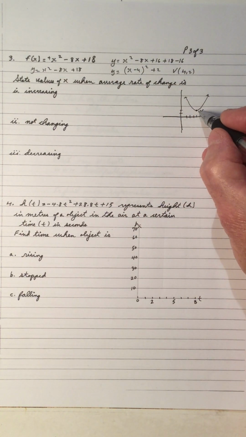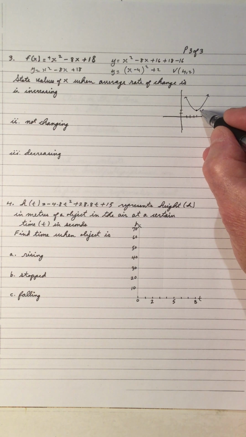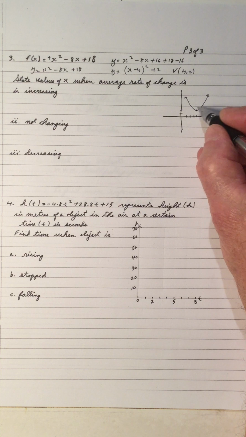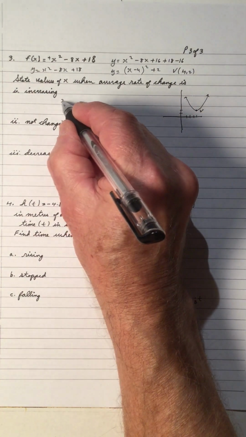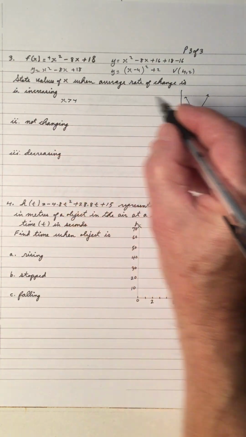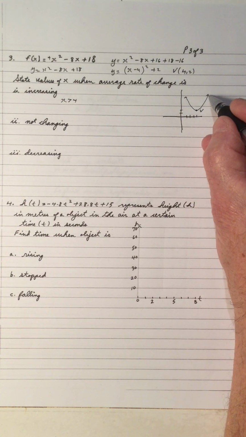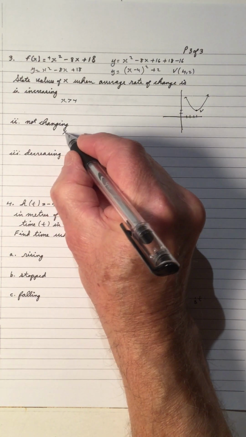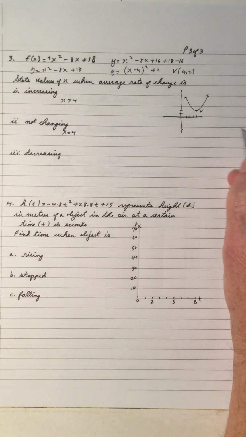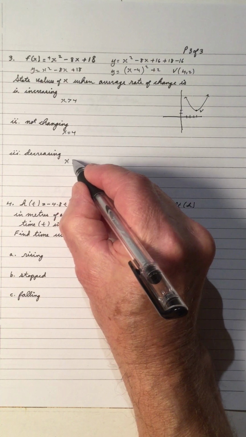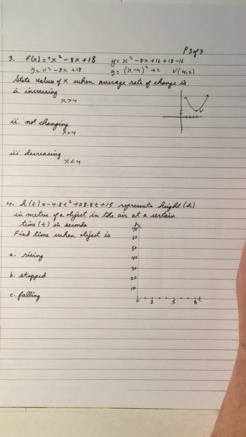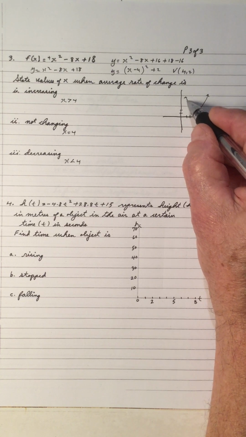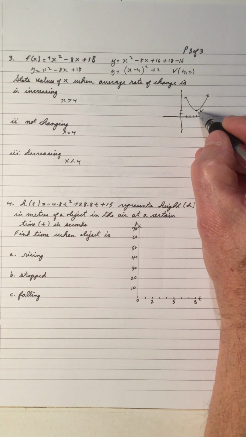So that means it's increasing to the right of the x coordinate. The x coordinate here is 4. So it's increasing when x is greater than 4. When x is greater than 4, the slope of this part of the curve is positive. It's not changing at x equals 4, and is decreasing when x is less than 4. So when x is less than 4, the slope of the secant on this side is negative, so the curve is decreasing.